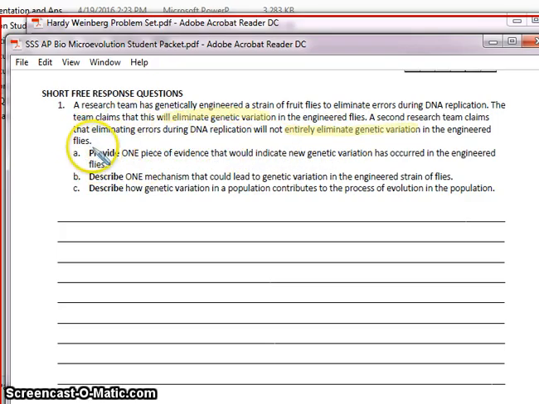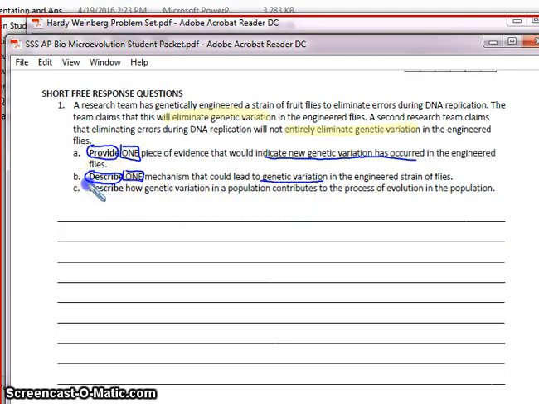So guys, whenever I get to the free response questions, I always like to circle the command word, and we need to provide. I like to square the number, so we're just looking for one. We're looking for a piece of evidence that would indicate new genetic variation has occurred. That's for part A. Part B, we're going to be describing, so you cannot just list it, you have to explain it a little bit. Again, we're just looking for one, and this is a mechanism that could lead to genetic variation. So what kind of things cause genetic variation?